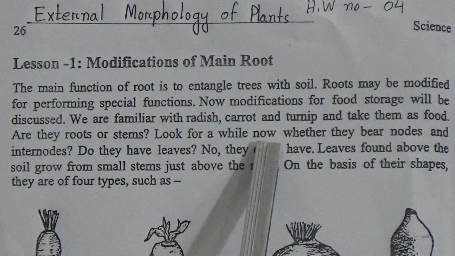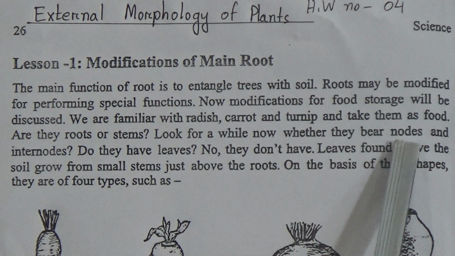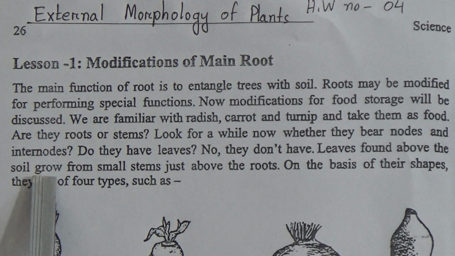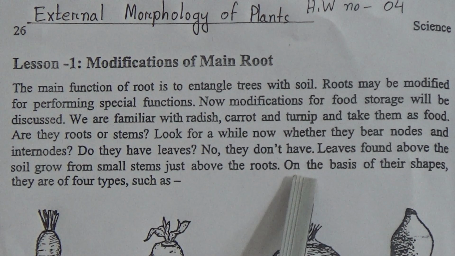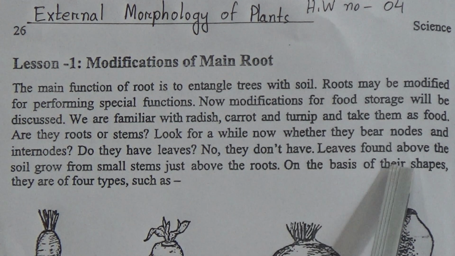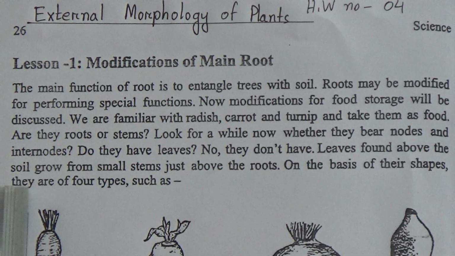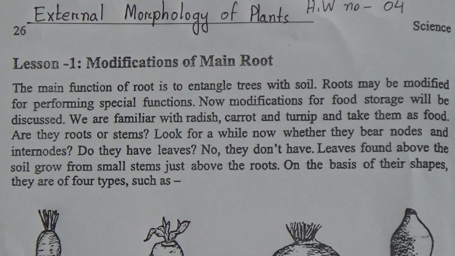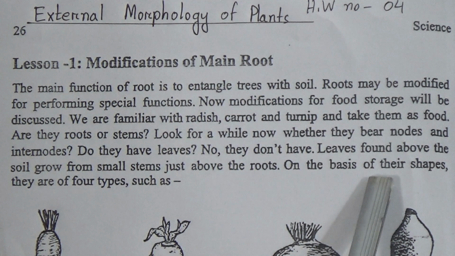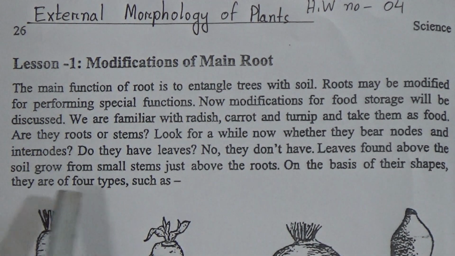Look for a while now whether they bear nodes and internodes. Do they have leaves? No, they don't have. Leaves found above the soil grow from small stems just above the roots. On the basis of their shapes, they are of 4 types such as fusiform, conical, napiform, tubercular.